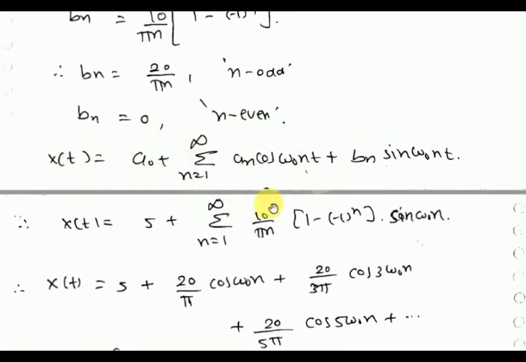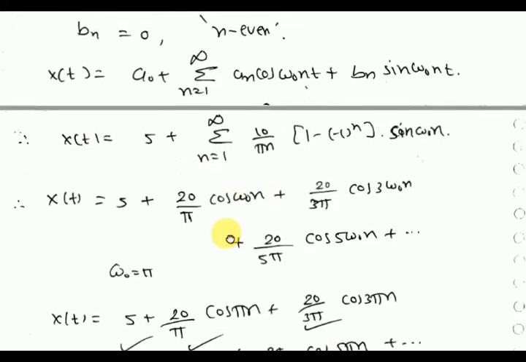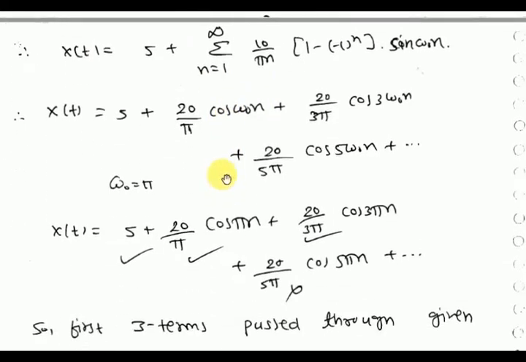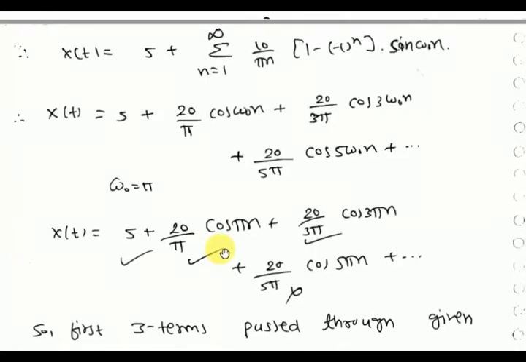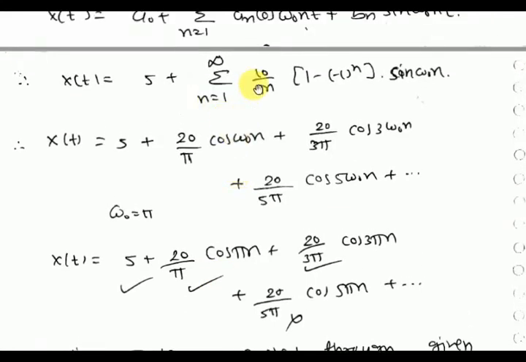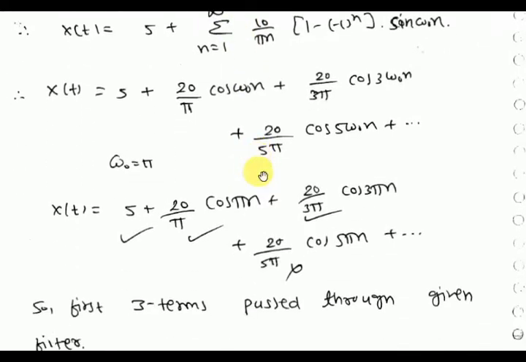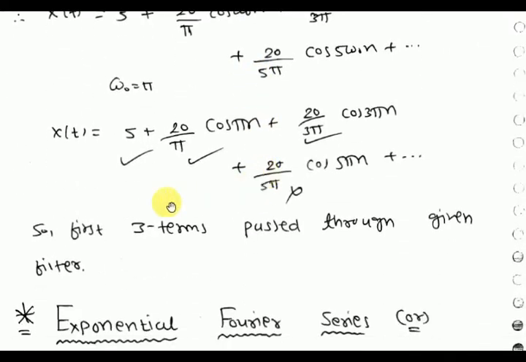You know the standard form of the trigonometric Fourier series. Put in a naught, b n and a n; only the odd terms are non-zero. So you will find the final expression of x of t like this, and now only the signal components with frequency less than 4 pi will be passed.